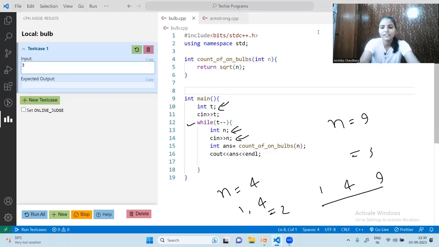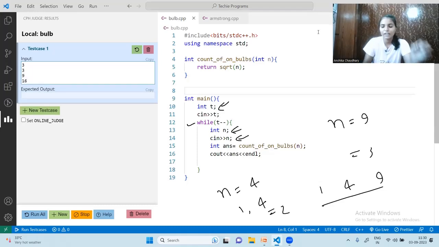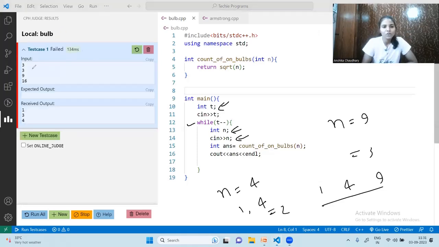So 3 test cases. First of all, we give 3 bulbs, then we give 9 bulbs, and then we give 16 bulbs. So let's run this code. For the bulb count equal to 3, the number of bulbs on at the last is 1 only. For 9 bulbs, there are 3 bulbs that will be on at the last stage, and for 16 bulbs, there will be 4 bulbs.